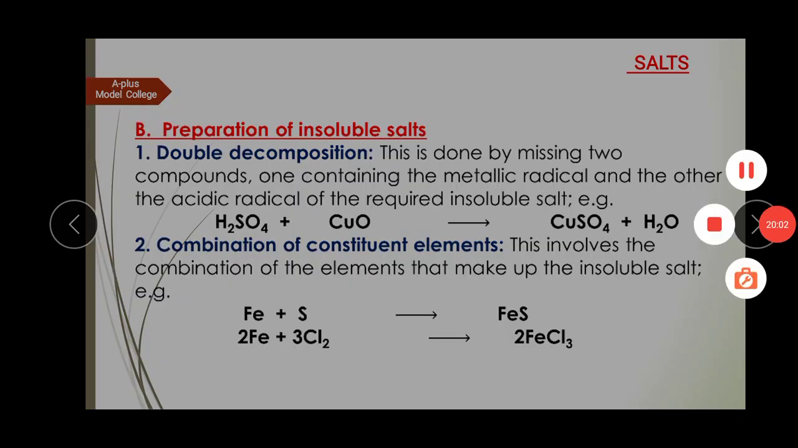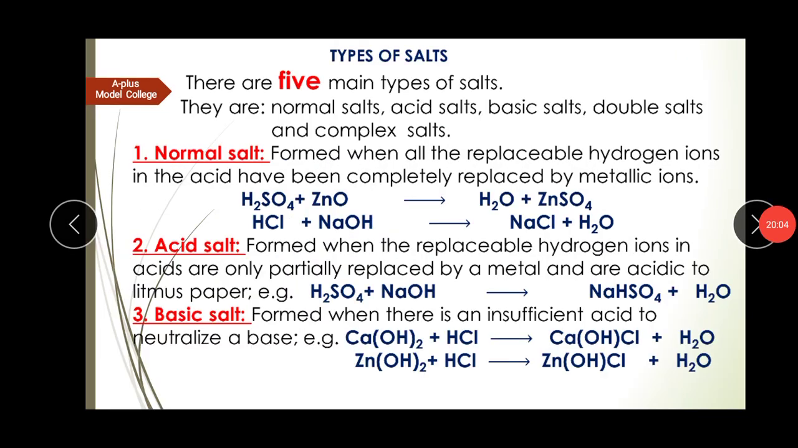Let's also continue. We have types of salts as our next thing to discuss. There are 5 main types of salts that we have. We have normal salt, acid salt, basic salt, double salt, and complex salts. These are the 5 main salts. A student must be able to define and explain each of these salts.